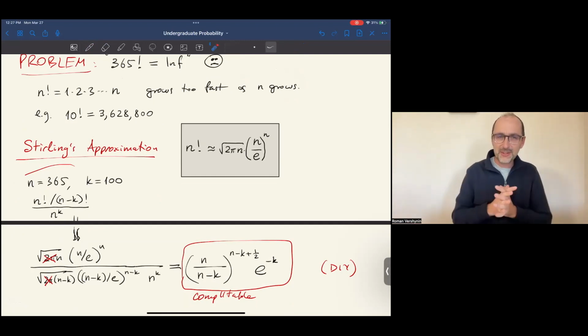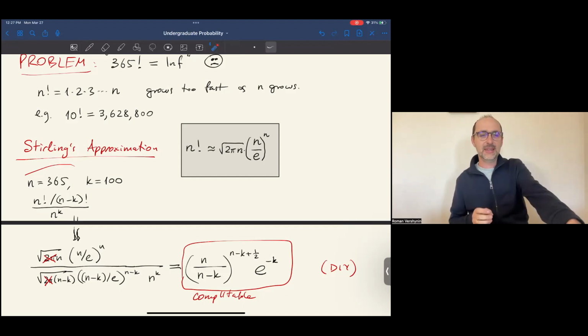Okay, so in this class, this episode, we learned how to deal with factorials using Stirling's expansion and how they arise in probability problems.